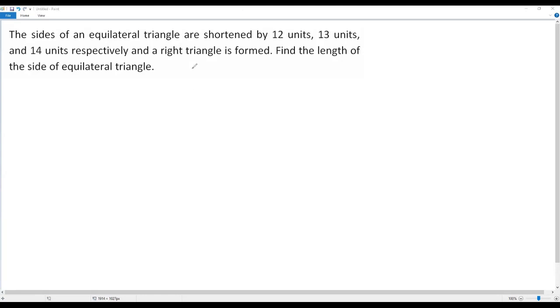Here we have a SAT math problem. Okay, let's go to the question. The sides of an equilateral triangle are shortened by 12 units, 13 units and 14 units respectively, and a right triangle is formed. Find the length of the side of the equilateral triangle.